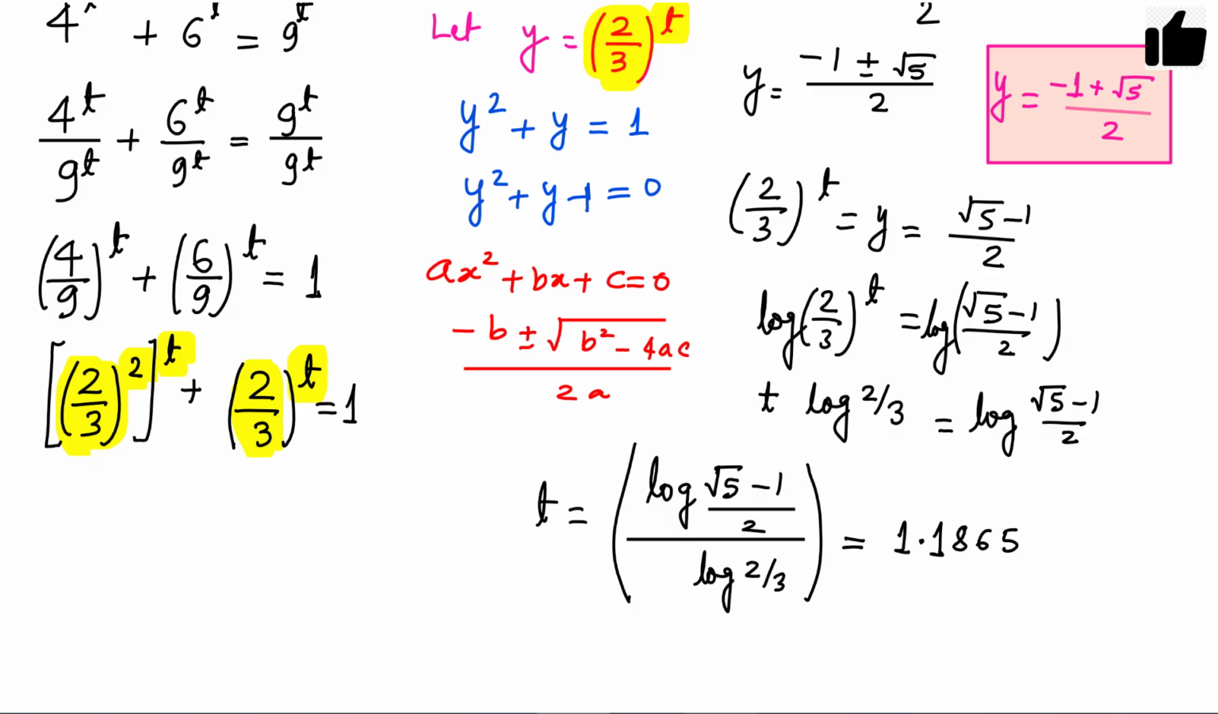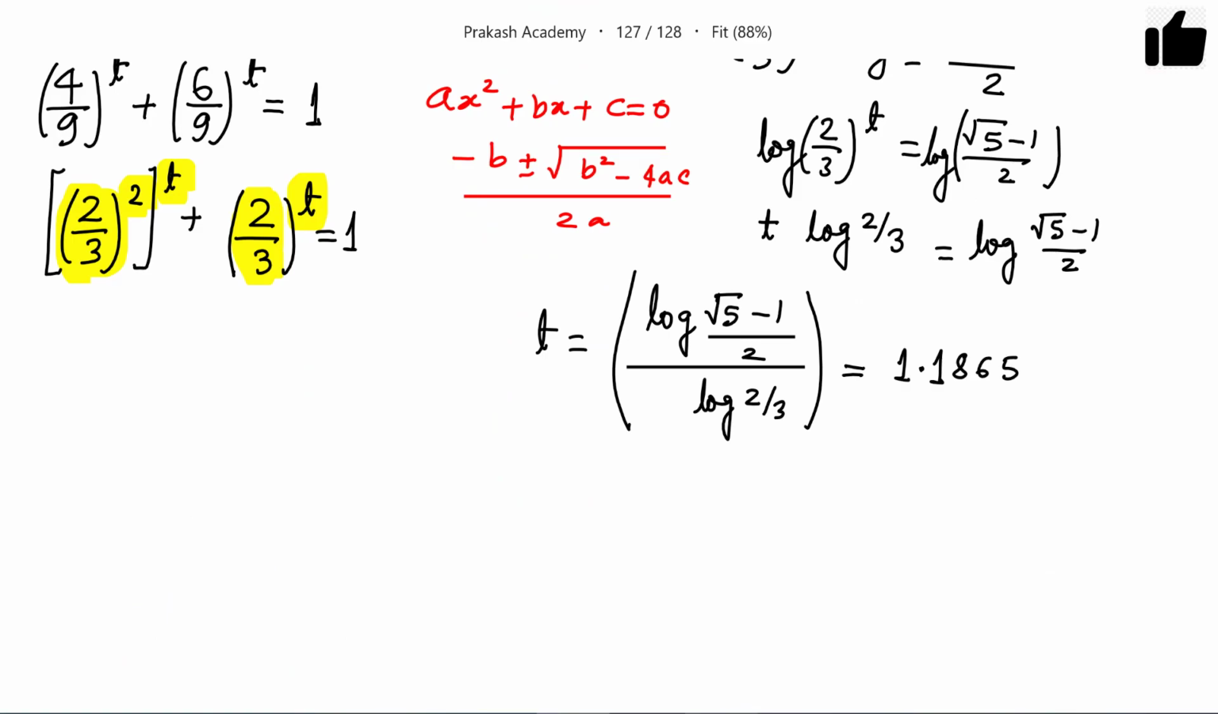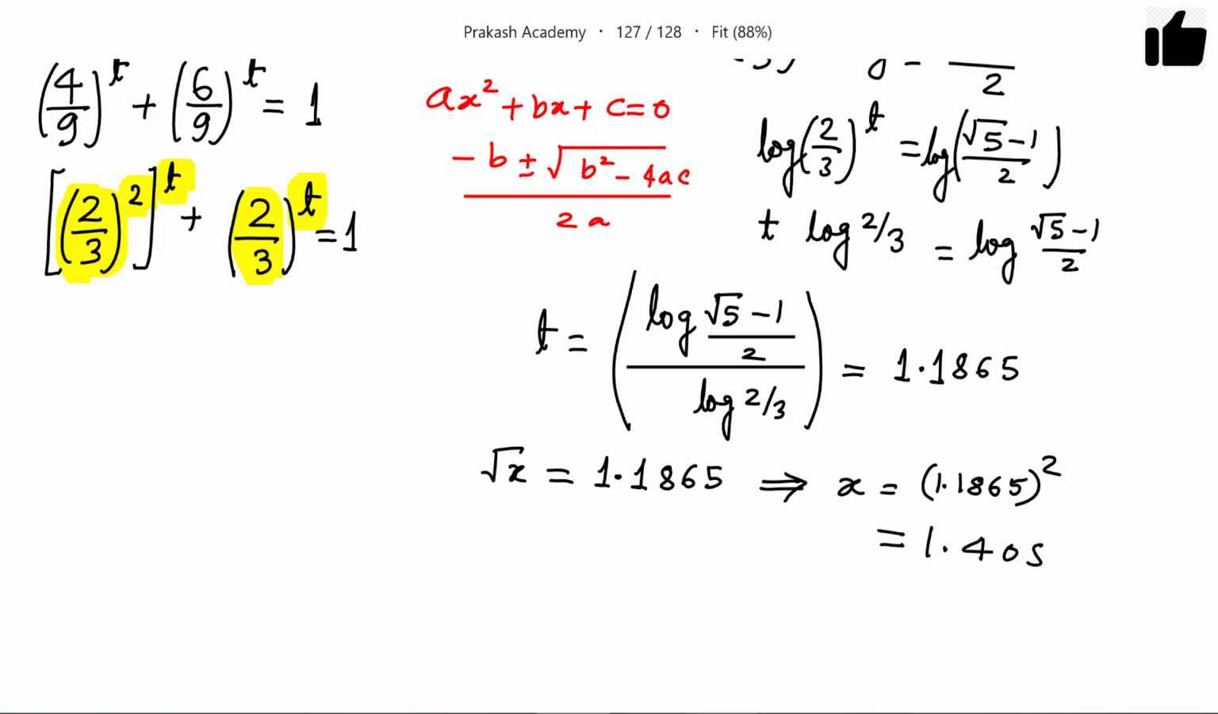But what was t? If you remember, t equals root x. So now I can get the value of x. Let us plug in this value. t is nothing but root x. So root x equals 1.1865. From here I can say x equals 1.1865 whole square, which equals 1.40801.